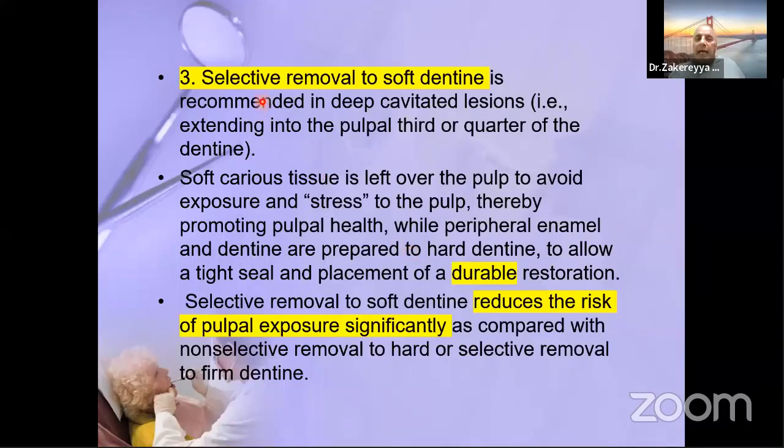Now, this method is recommended in deep cavitated lesions, i.e.